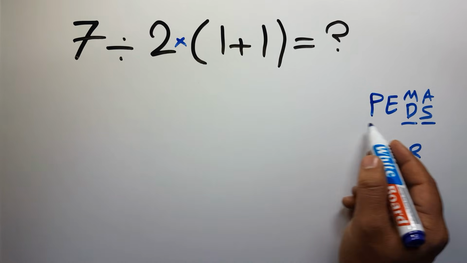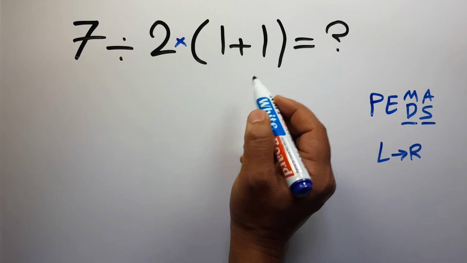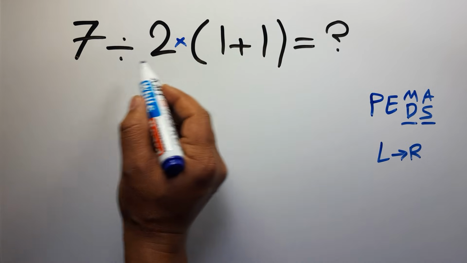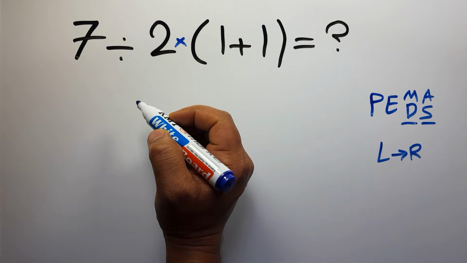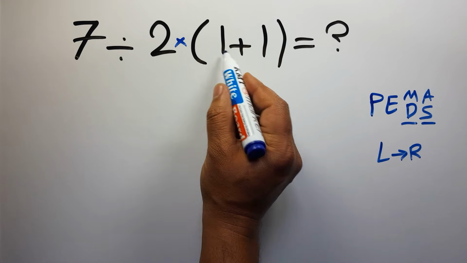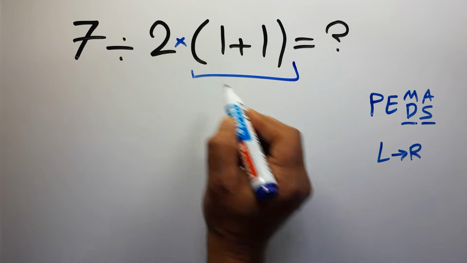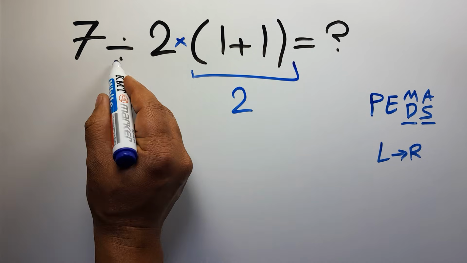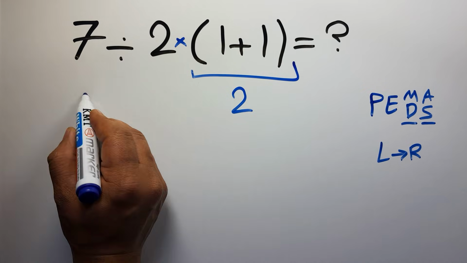Okay, so according to the PEMDAS, first we have to do this parentheses, then this division, and finally this multiplication. Inside this parentheses, we have 1 plus 1, which gives us 2. So 7 divided by 2, then times 2.